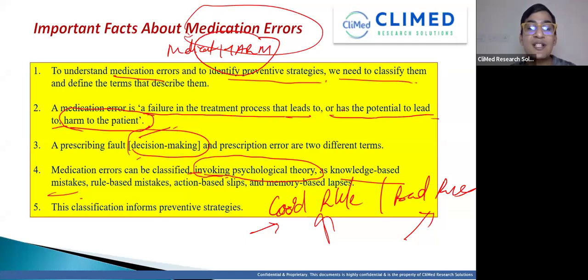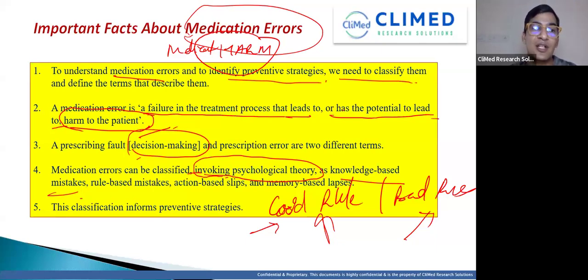So there are psychological theories invoked at any level. You can make mistakes, whether intentional or unintentional, and that comes under medication errors. Then knowledge based errors are there. Rule based mistakes, as I told you, some good rules, some bad rules. And then action based slips.